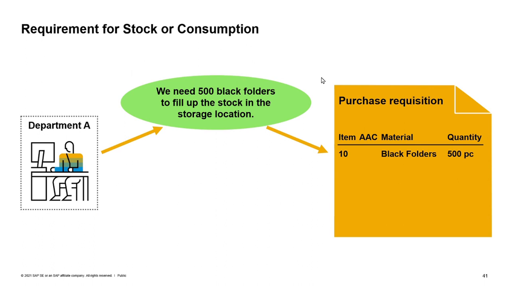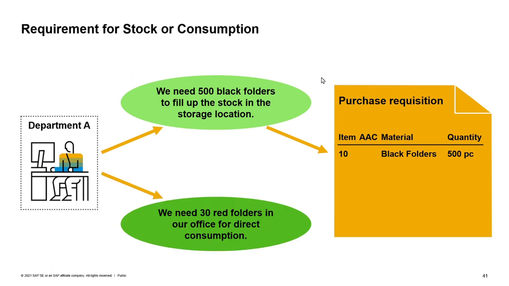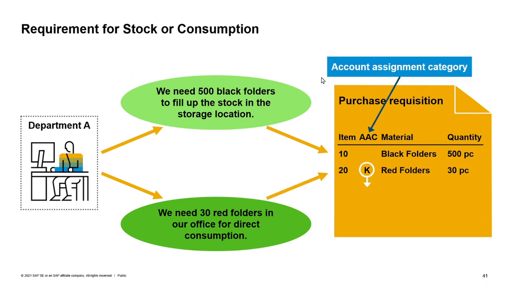When you order material for stock, the system does not require a manual account assignment because it already has it in the material master data. So it's there. You don't have to think about that. Now, as a second item, an employee from department A chose 30 red folders. At this item level, we observe that the account assignment category is filled. In procurement for direct consumption, you specify the consumption purpose in the purchase order by entering account assignment data, and you determine who is going to pay for it.